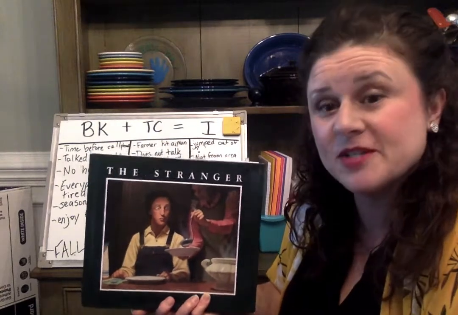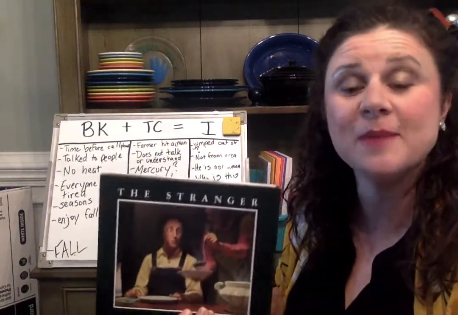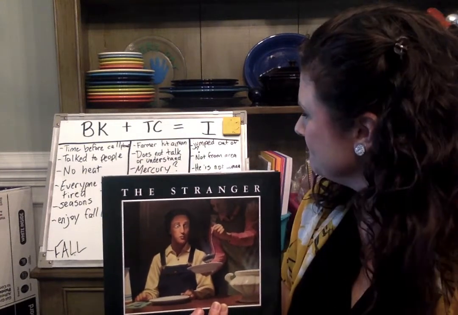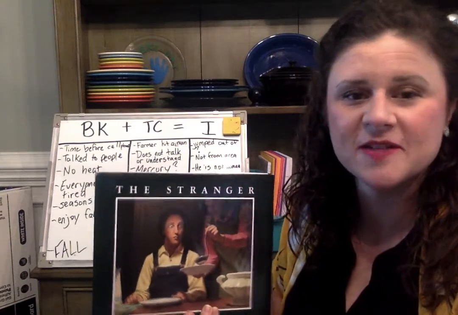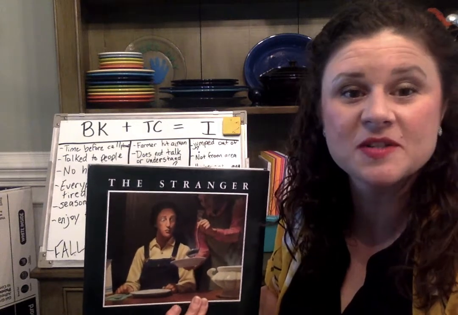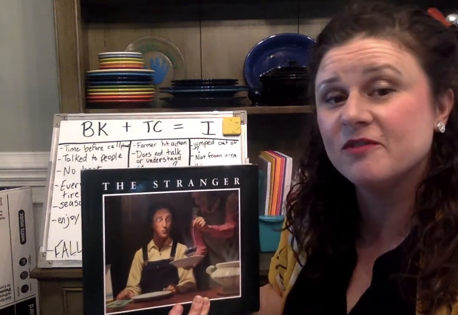Now, I don't know if my inference is correct because we all have different background knowledge. You might have made a different inference about it. I hope that you enjoyed this book. It's a wonderful book by Chris van Allsburg. And I hope that you're able to support whatever you inferred with background knowledge and text clues. Maybe your inference is a little different.